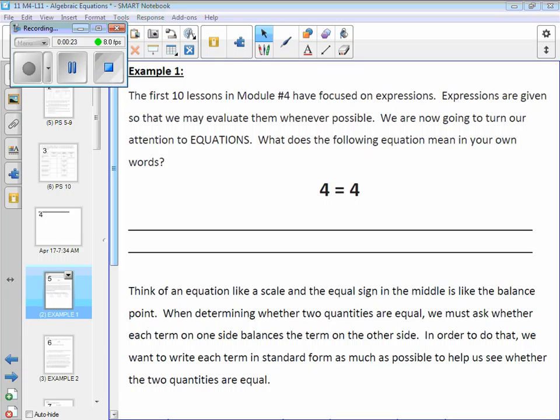Put it into words. You have a 4, you have an equal sign, you have a 4. Okay, I'm going to say they're both equal to each other. Okay? Notice we have a quantity on the left of the equal sign and a quantity on the right. Those two quantities are equal when that equal sign says that they're equal.